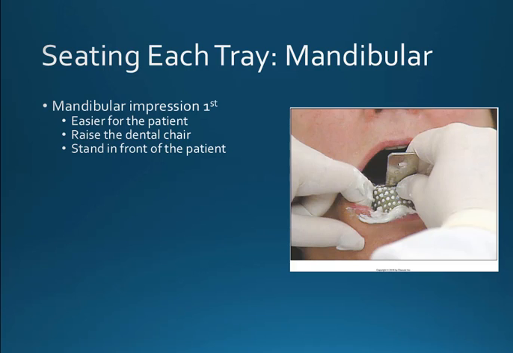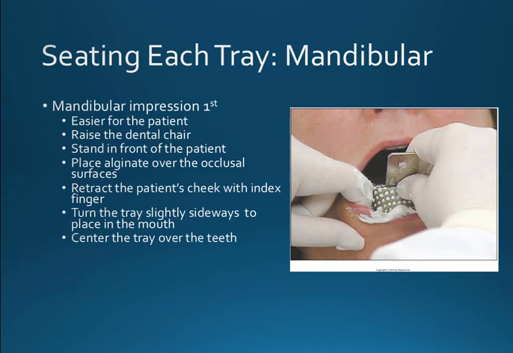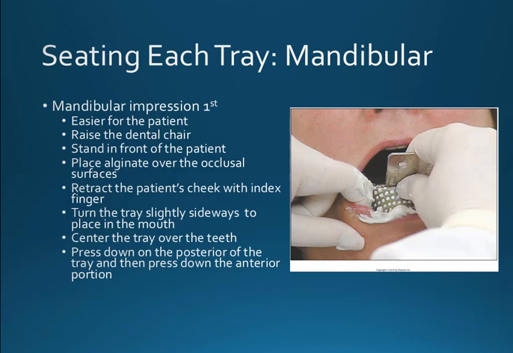You want to stand in front of the patient, and then you want to place alginate over the occlusal surfaces of the teeth first before seating that tray. Next, you want to retract the patient's cheek with your index finger, and then you want to turn the tray slightly sideways to place it into the patient's mouth. Center the tray over the teeth, and then press down on the posterior area of the tray first, and then slowly work that down towards the anterior portion.